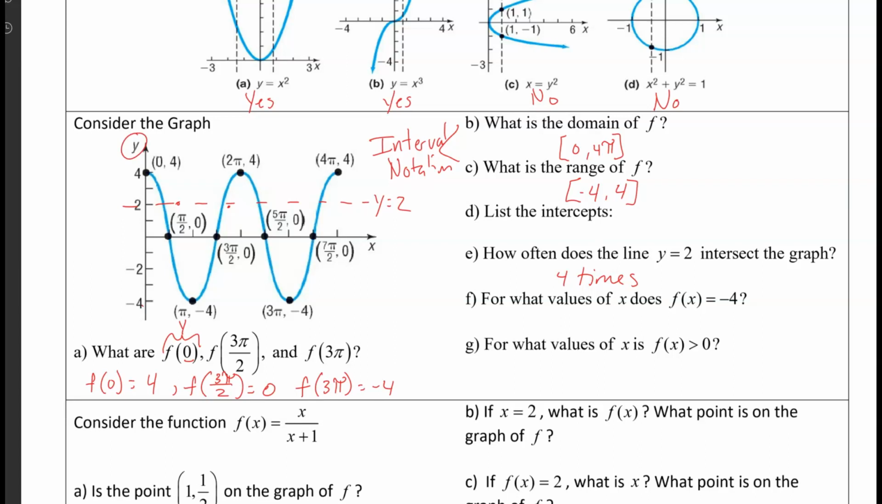For what values of x does f of x equal -4? Yes. You guys are like, okay, she's going too slow. There are 2 of them. And what f of x is referring to, remember, is our y values. So we have 2. When our y value is -4, we have an x value of pi. And when our y value is again -4, we have an x value of 3 pi.